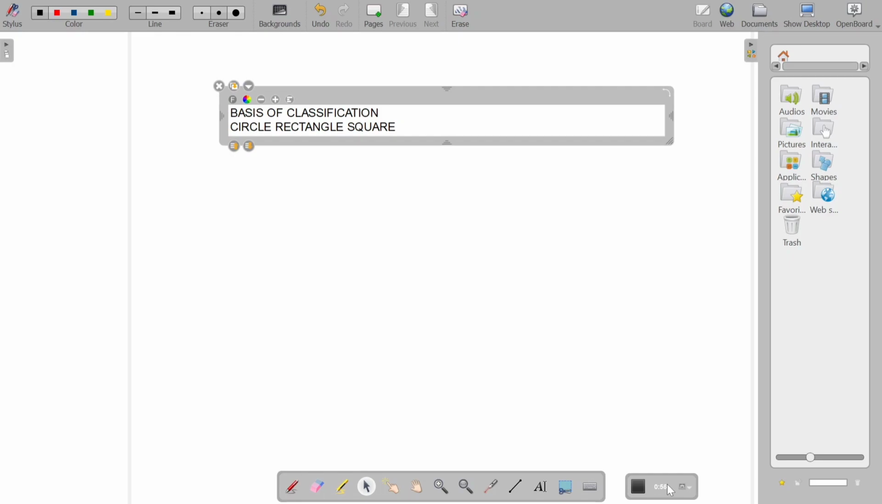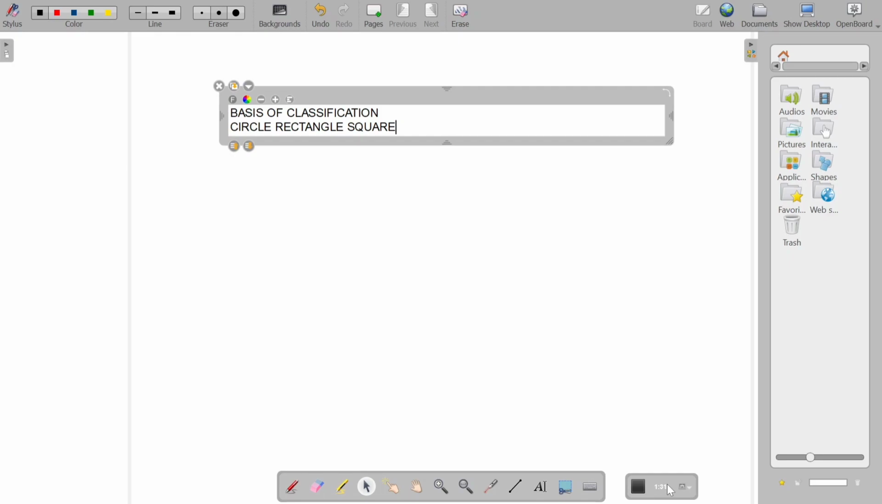So in science, we are grouping or arranging the animals according to their characteristics. That is known as classification. So why is there a need for classification? To identify an organism correctly, for example, this is a circle, this is a rectangle, we can identify these shapes. Then to establish the relationship among different organisms. Then it provides information about living things in different geographical areas. So these are the needs for classification.